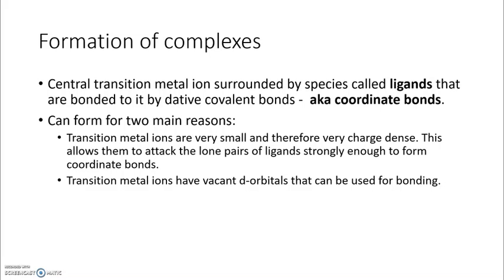Now, these complexes can form due to two main reasons. First of all, there's the idea of transition metal ions being quite small and therefore very charge dense. Their positive charge is not spread out over a very large volume. This means that when placed in the presence of species with lone pairs, they can strongly attract those lone pairs towards themselves, so strongly, in fact, that it actually forms a covalent bond, your dative covalent bond.